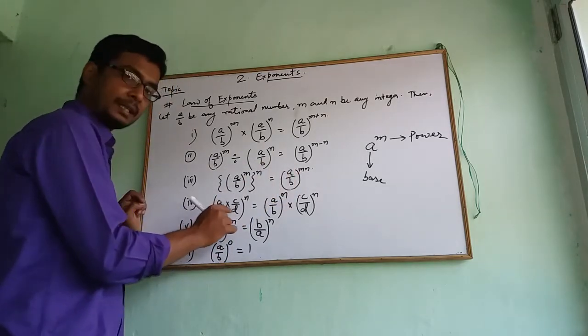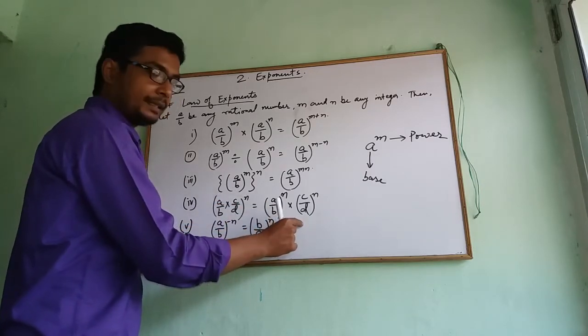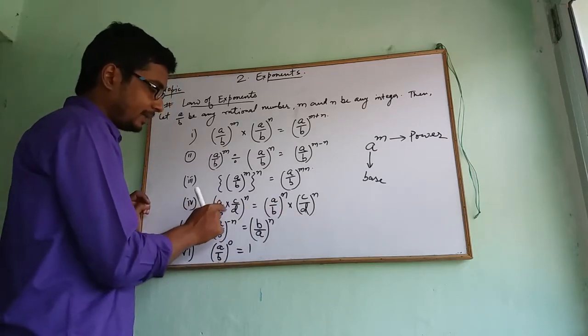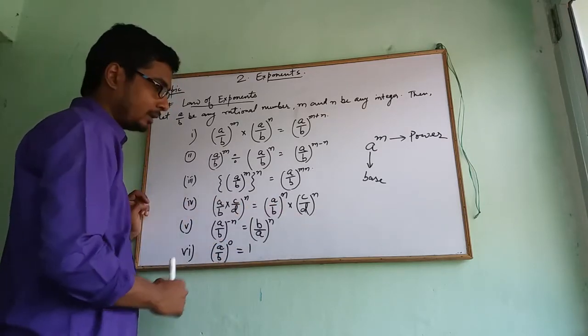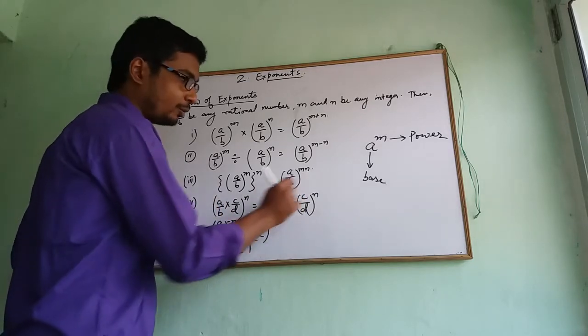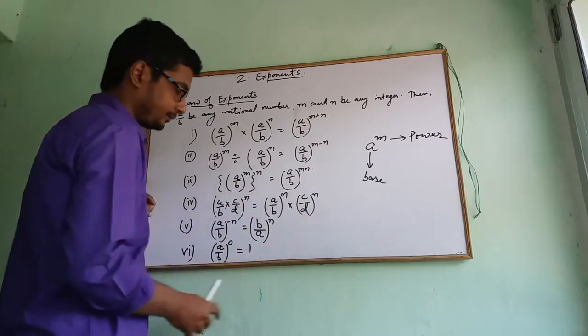Now if the bases are different and the power is the same, then all the bases are written separately. For example, here you can see (a/b) multiplied by (c/d), whole power n. So you can write it down as (a/b) whole power n multiplied by (c/d) whole power n. It means that you can write it separately.